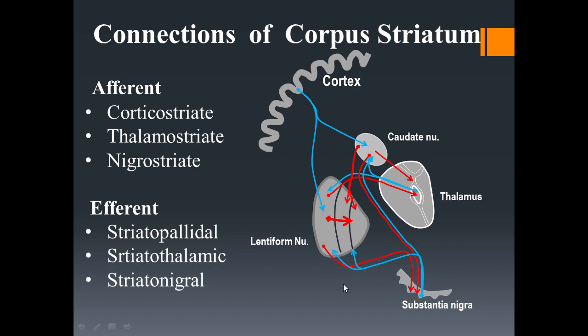Then the striatonigral fibers, from the striatum to the substantia nigra, which are the efferent fibers, are GABAminergic and they are inhibitory to the neurons of substantia nigra.